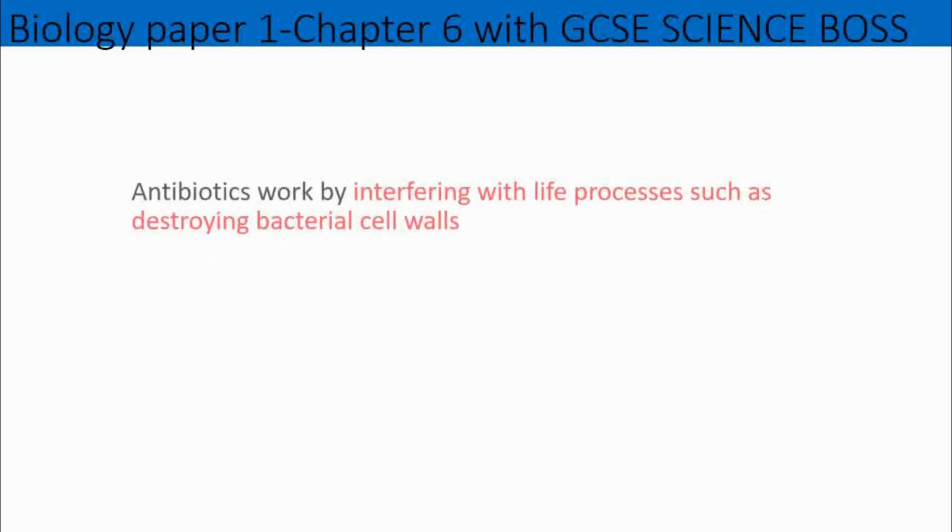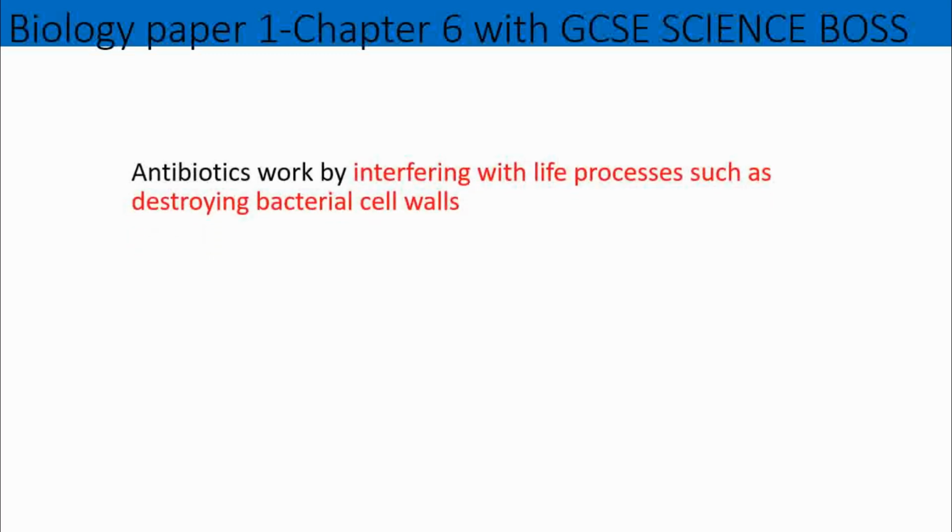Now, antibiotics and painkillers. We definitely need to know about that. An antibiotic, very important. I use the word B in antibiotic just to remember that antibiotics only work on bacterial cells. They work by interfering with life processes, such as destroying the bacterial cell wall. So antibiotics cannot work on the virus. Antibiotics only work on bacteria.